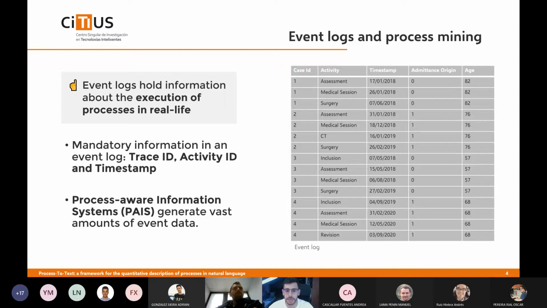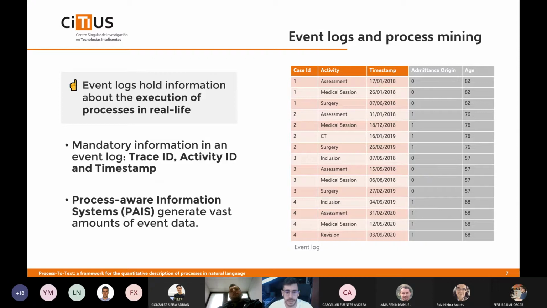When a process is executed in real life, its behavior is recorded in what are called event logs. Event logs contain information about the executed activities of the process. Being an activity each well-defined step in a process, an event represents the execution of an activity in a particular instant. So events can have, apart from these attributes, additional attributes such as associated resources, duration, and more.